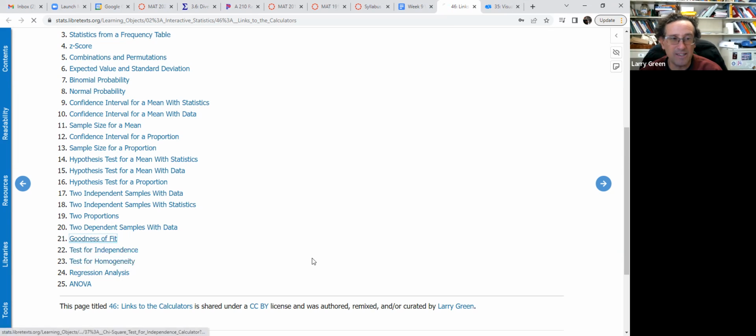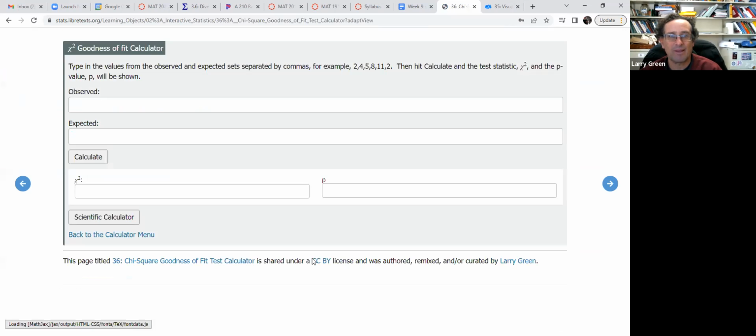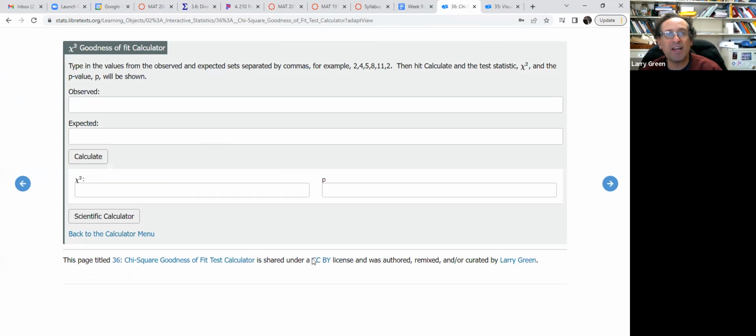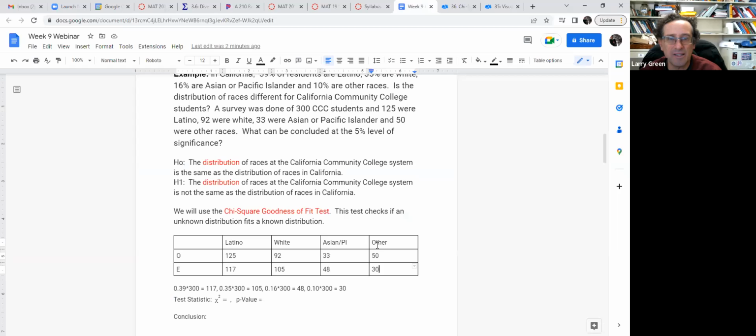So I'm going to go to goodness of fit. And what it says is type in the values of the observed and expected set separated by commas, and then hit calculate. Try to make it easy. So we're going to have the observed. I'm going to go to this guy, copy and paste, and put some commas in.